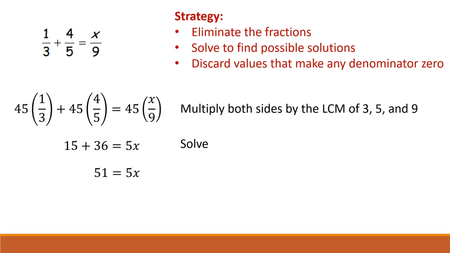15 plus 36 is 51, and if we divide both sides of the equation by 5, we get a possible solution of 51/5. Now let's check our equation and see if we are allowed to keep that as a solution to the equation. We'll do that by looking at the denominators of our equation. 3, 5, and 9 can never be 0, so 51/5 will not make any of those fractions undefined. So 51/5 is our solution.